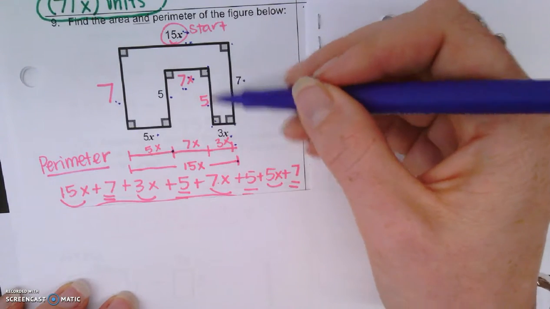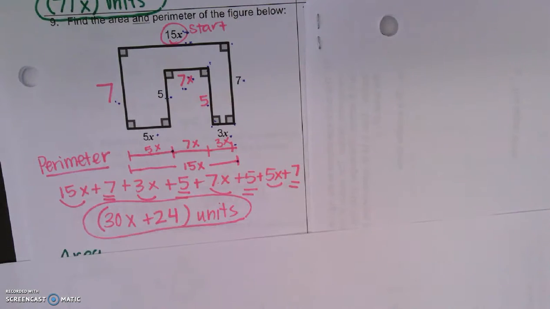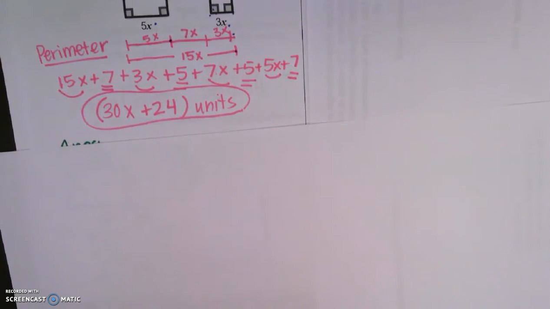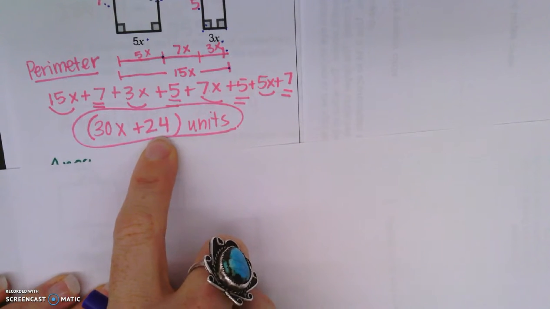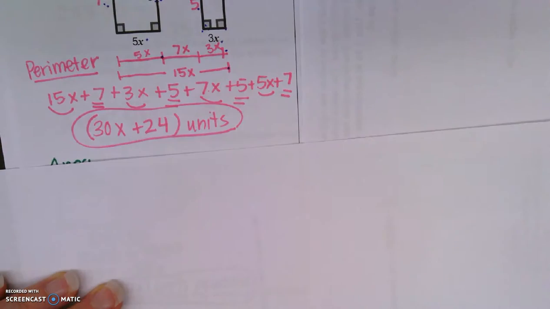And this again is equal to that part. So when you combined your like terms, you ended up with 30x plus 24 units. Remember, we always want to put the variable term first and then the number without a variable, which is called your, that's right, constant term. And the number in front of the variable is called your coefficient. Nice. Good job, you guys.